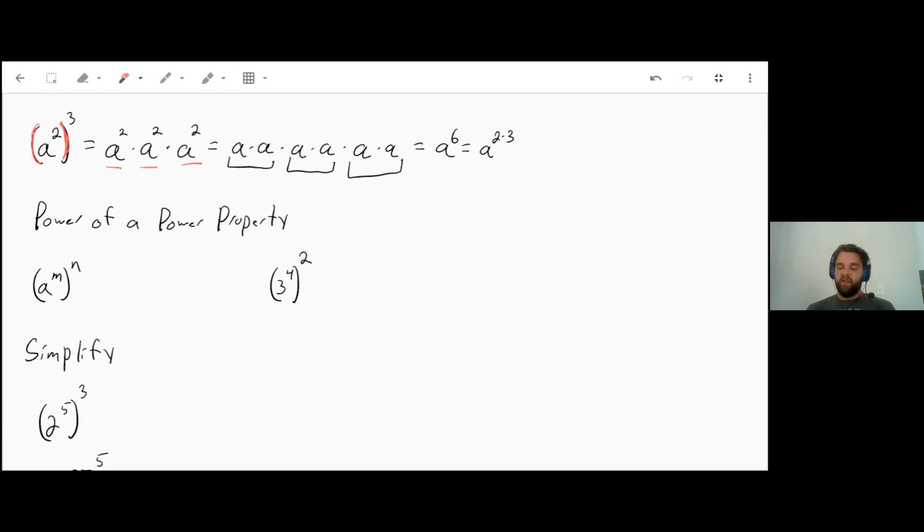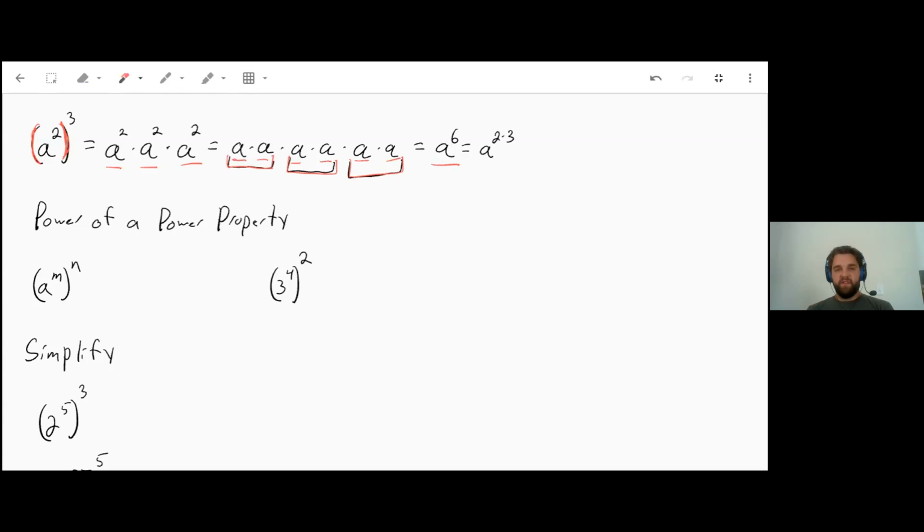Well, that essentially means that it can be broken into our first a squared, which is just a times a, times our second a squared, which is another a times a, times our third a squared, which is just another a times a. So this is actually the same as a to the power of 1, 2, 3, 4, 5, 6. So it's the same as a to the power of 6.